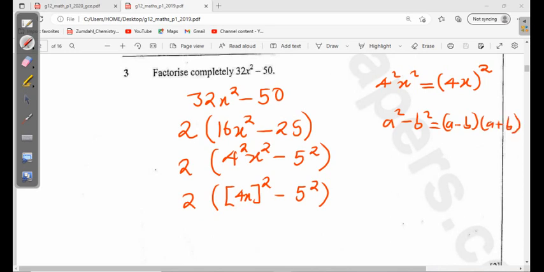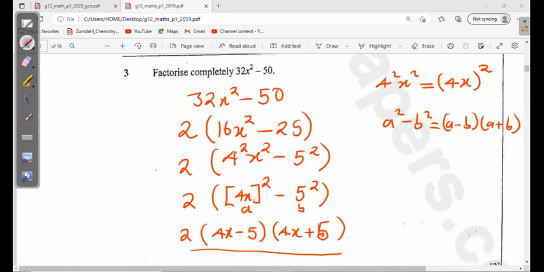So in this case, what we are taking as a is 4x, and what we are taking as b is 5. So we can also write this as 2, the 2 is outside, and then the a, which is 4x, we write, and then we write minus b. Now b in this case is 5, and then we write again the same 4x, but we now use a plus b, where b is 5. So we have factorized completely for this one also. That is how you go about it.